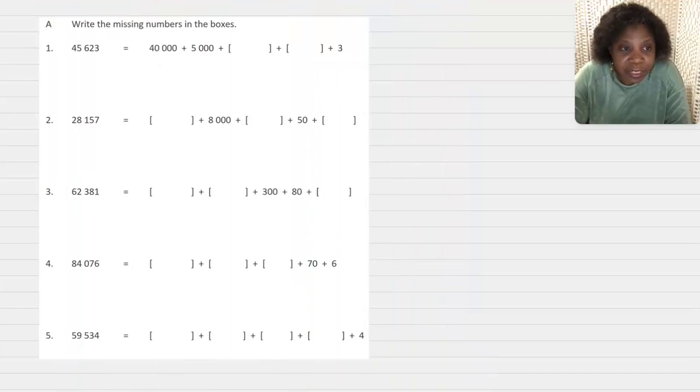Now on the screen we have 5 questions. I have questions for section A. Looking at the instruction, we have: write the missing numbers in the boxes. The questions we're looking at in this session are to do with place value, and the questions are not really that difficult to do.